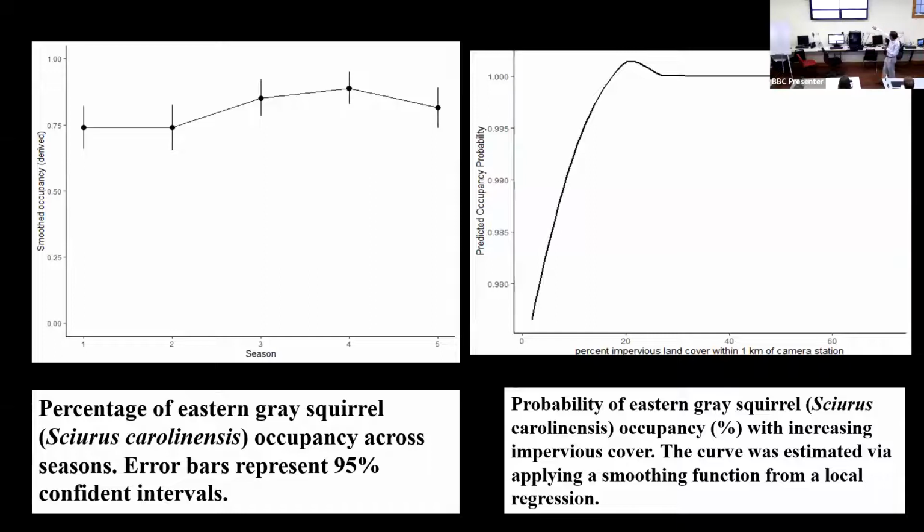If you look at the occupancy versus the impervious cover, meaning developed cover, we can see that the occupancy is increasing with increased urbanization, right? And it stabilizes, it reaches a maximum around 25% urban cover and stays extremely high for very high urban levels.